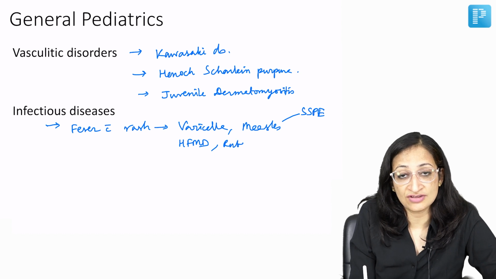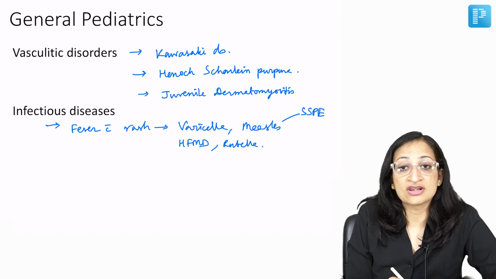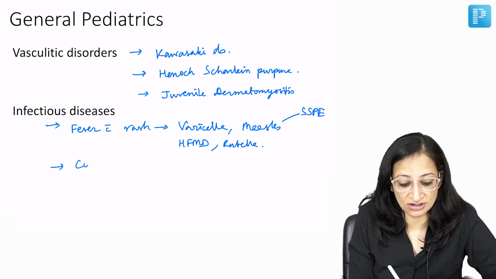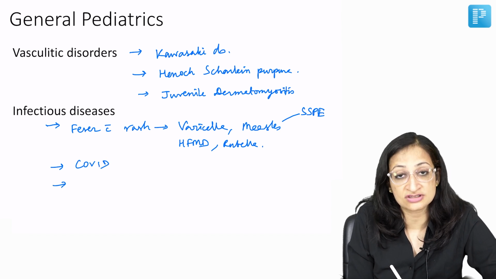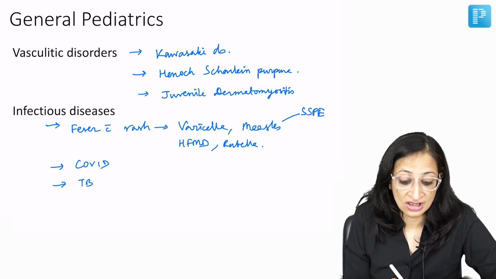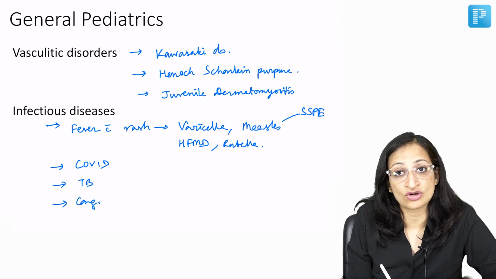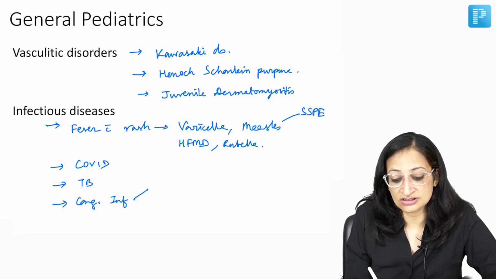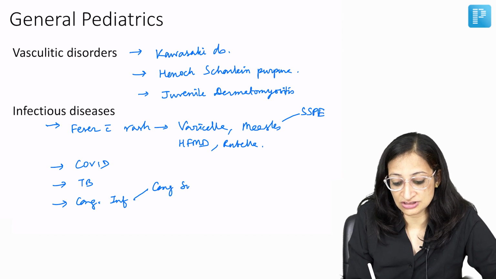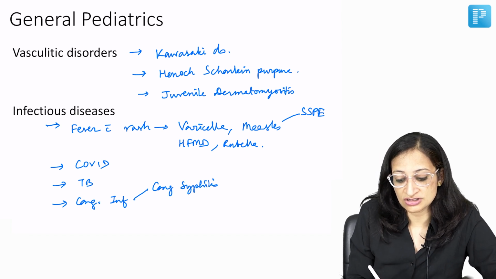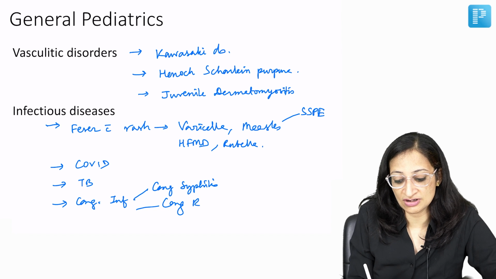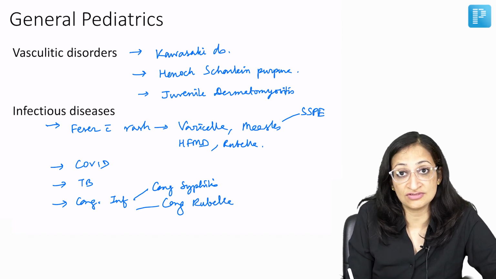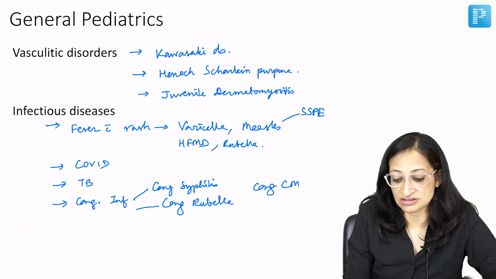Rubella. So all these are very, very important. Then you have another important one, COVID, again important among the infectious diseases. Tuberculosis in children again is very important. Congenital infections are very, very important, like congenital syphilis, the clinical features, congenital toxoplasmosis, congenital rubella. So these are very, very important. Okay, congenital CMV. So the TORCH group of infections essentially.